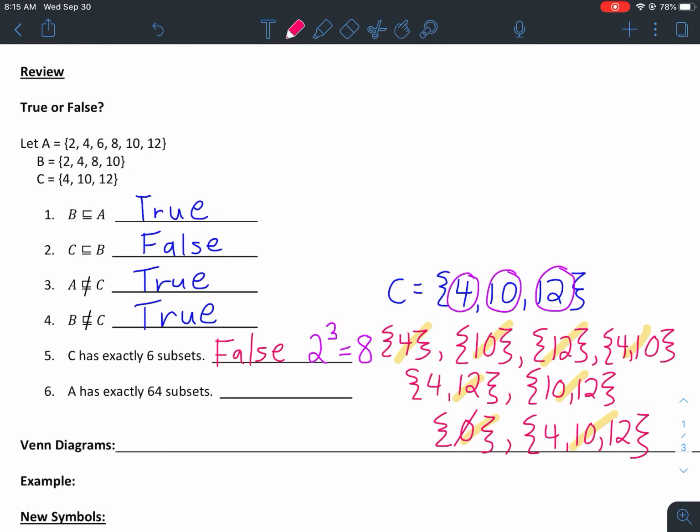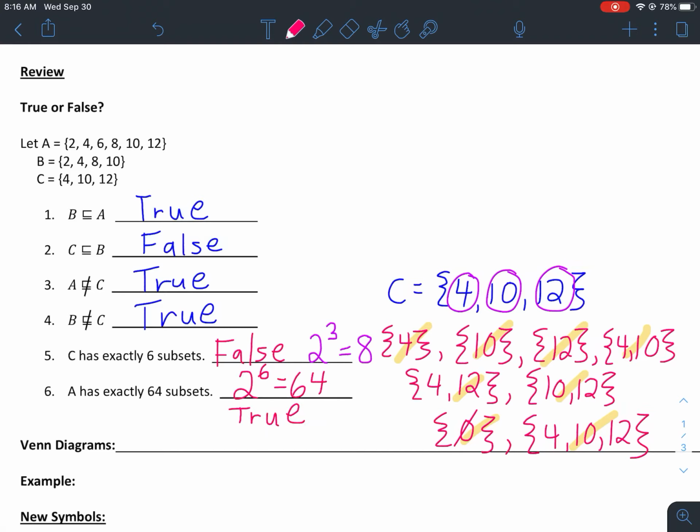Okay, taking a look at the next one. A has exactly 64 subsets. So we don't want to count out all those subsets because that'll take forever. So we're going to use the shortcut. We just do 2 to whatever power the number of elements are in A. So how many elements are there in A? There's 1, 2, 3, 4, 5, 6. So we do 2 to the 6th power. Feel free to use a calculator there. So 2 to the 6th power does equal 64. So therefore A does have exactly 64 subsets. That is true.